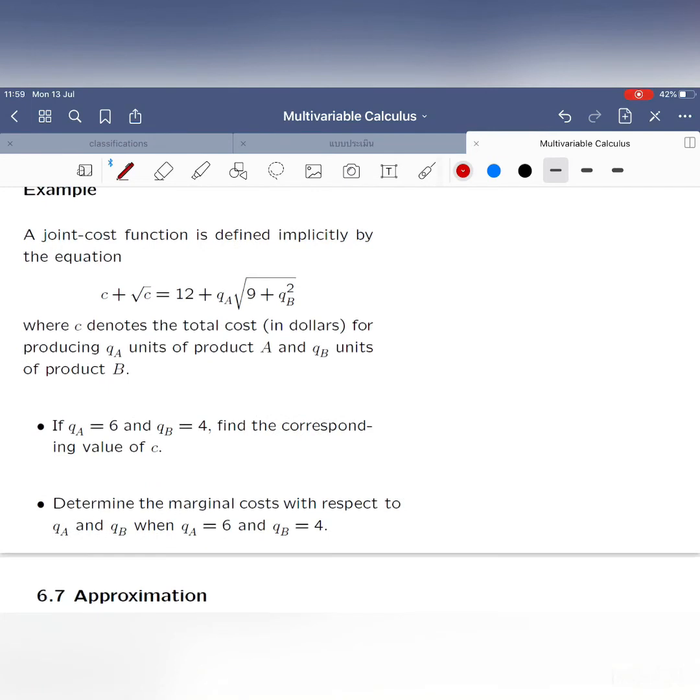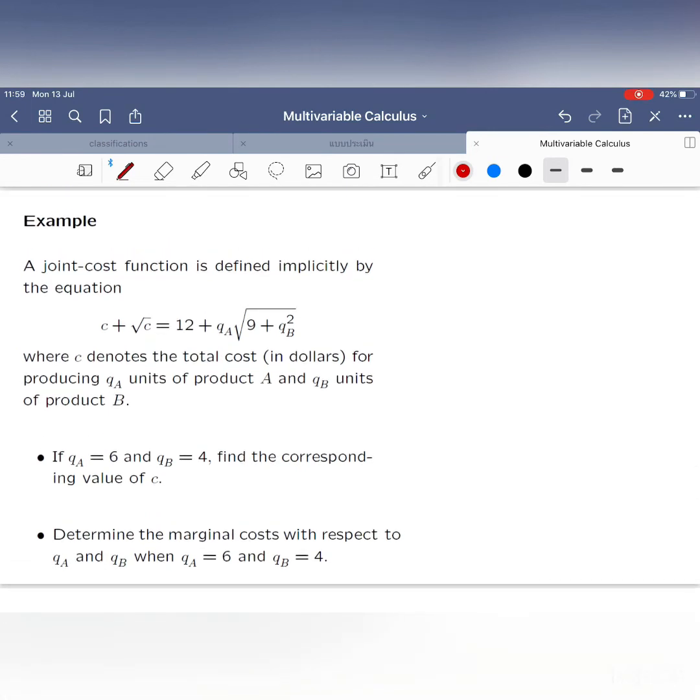Now if we have a word problem like this, it says that the joint cost function, of course this one is the C, and this C depends on the QA and the QB. But instead of having an explicit C equals, you got C plus a square root of C equals to 12 plus QA, and then a square root of 9 plus QB square. So what if your QA is 6, your QB is 4? Can you find the cost C?